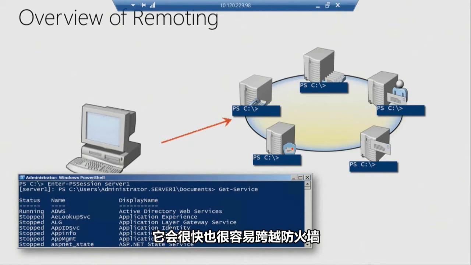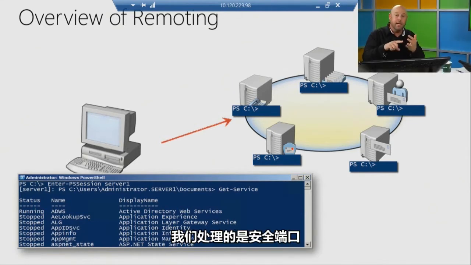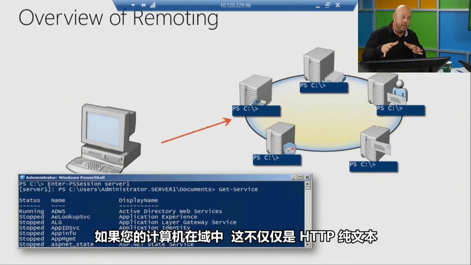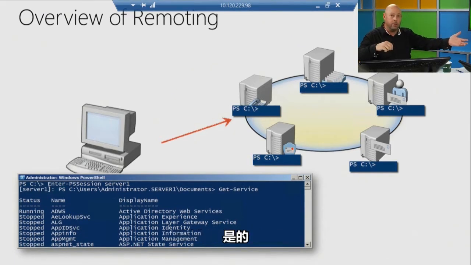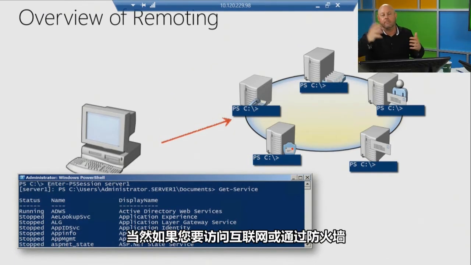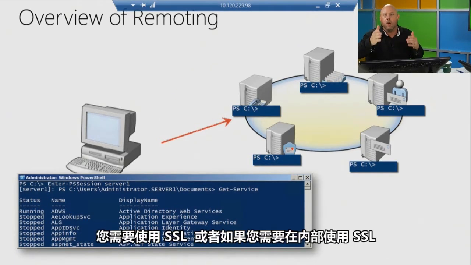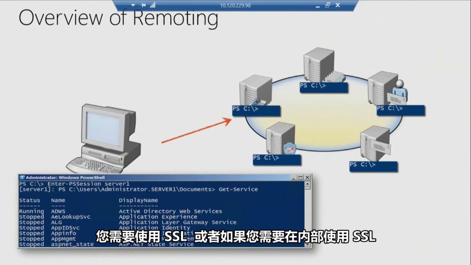It's going to be fast. It's going to be easy to cross firewalls because we only have one port to deal with, and we're dealing with a secured port. So here's the idea. If your machines are in a domain, this isn't going over just HTTP plain text. It's getting all encrypted with Kerberos. Yep. And then, of course, if you're going across the internet or across firewalls and you want to put on SSL, or if you even want to do SSL internally, you can put on SSL if you want that full encrypted tunnel. So, well, just to be clear, we'll encrypt it twice.